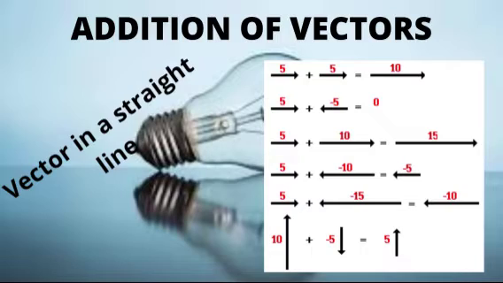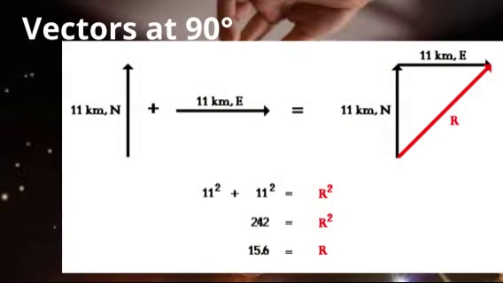As you can see above, if the vectors are facing the same direction, you add them together. If they are in opposite directions on a straight line, you subtract them, as you can see above with the examples. So we are looking now at straight line vectors acting on a straight line, and then we look at vectors at 90 degrees.